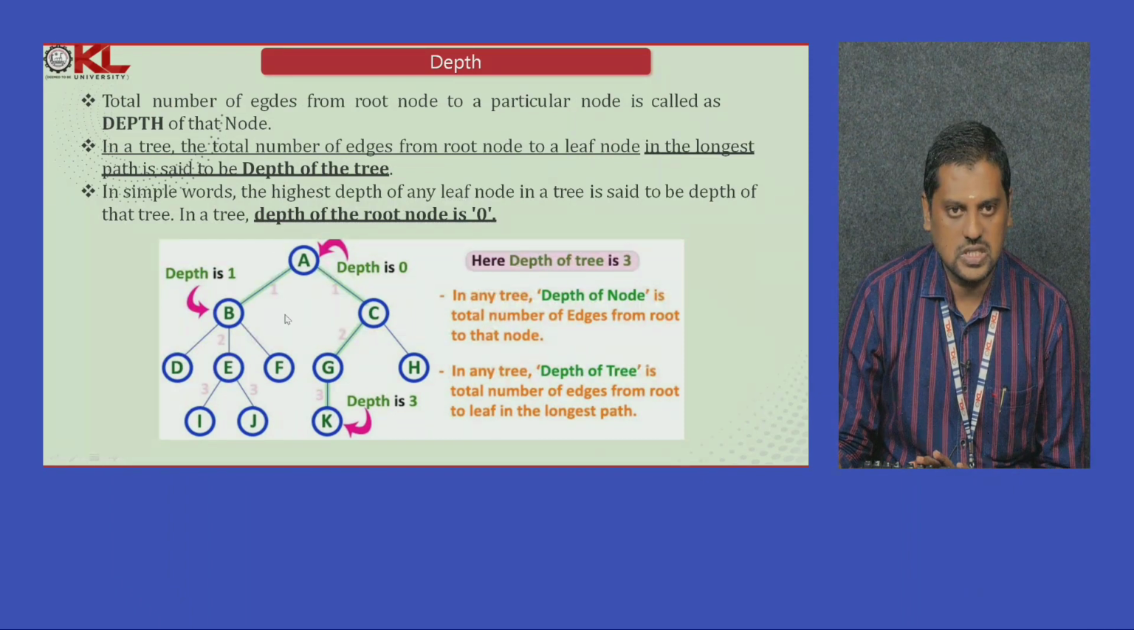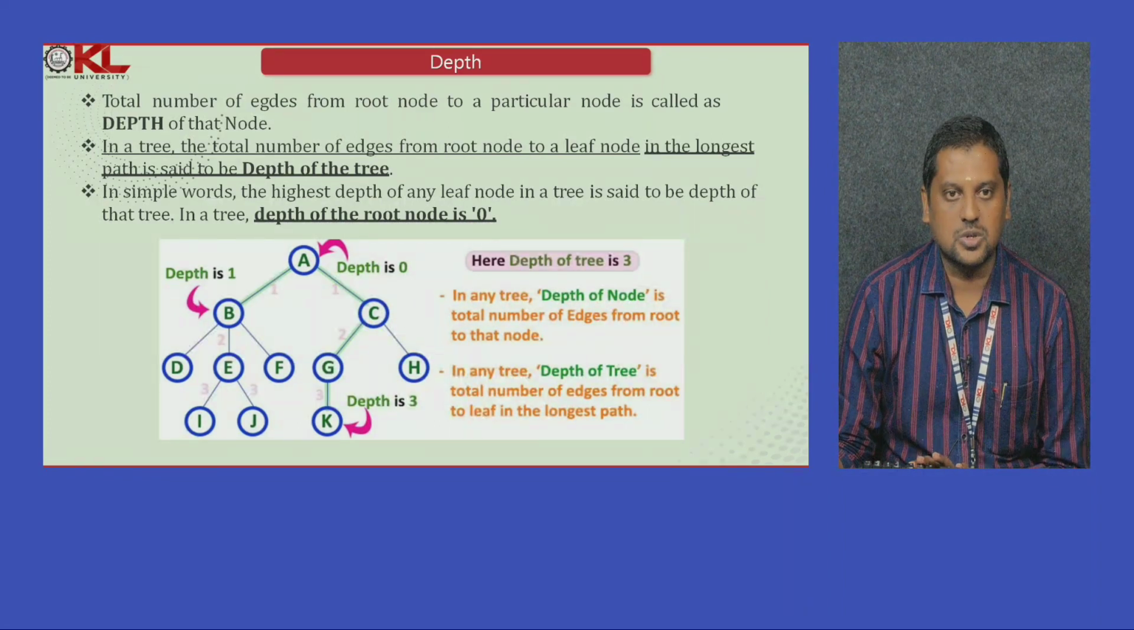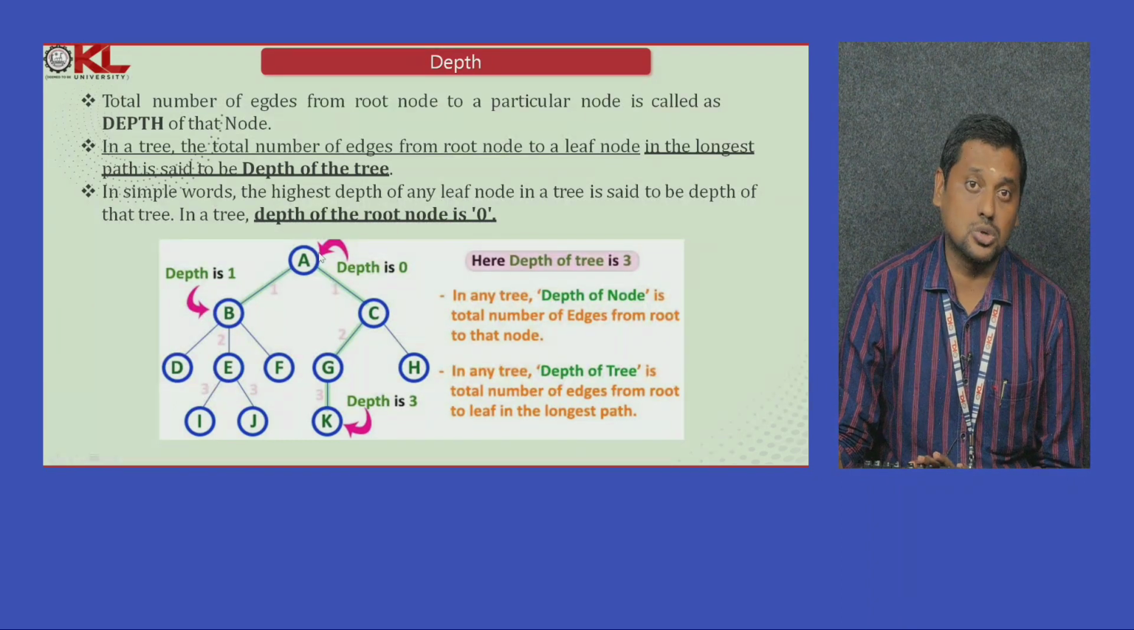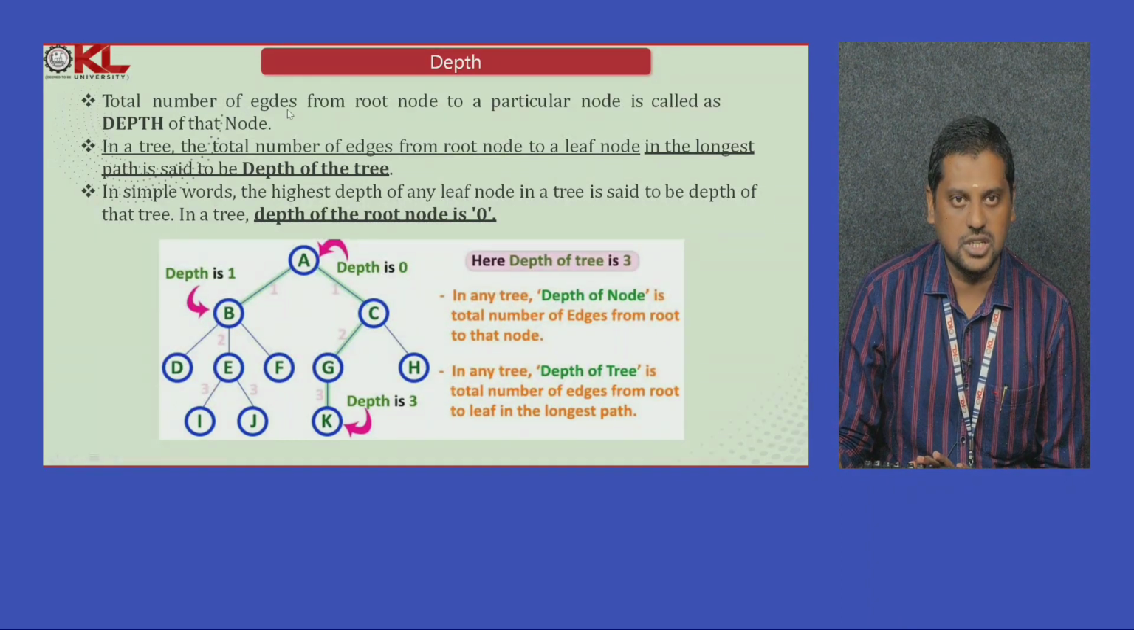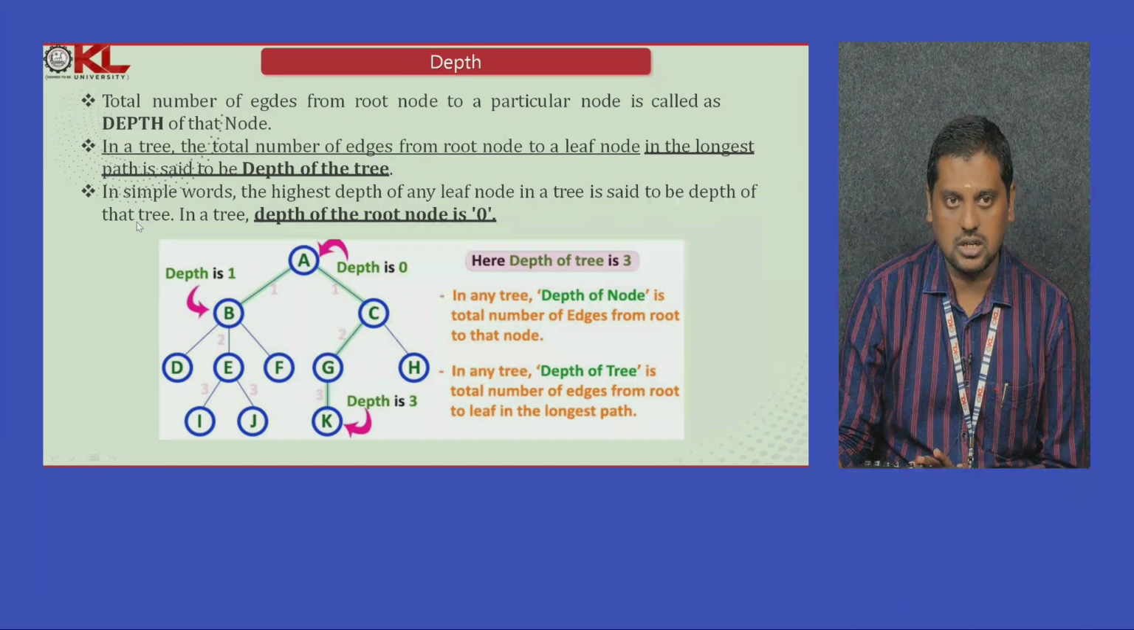The next terminology is depth. Depth is the opposite of the height of a node. We need to calculate the depth of a particular node from the root node. That is, the total number of edges from the root node to a particular node is called the depth of that node. In a tree, the total number of edges from the root node to a leaf node in the longest path is said to be the depth of that tree. In other words, the highest depth of any leaf node in a tree is the depth of that tree. So the depth of the root node is 0.